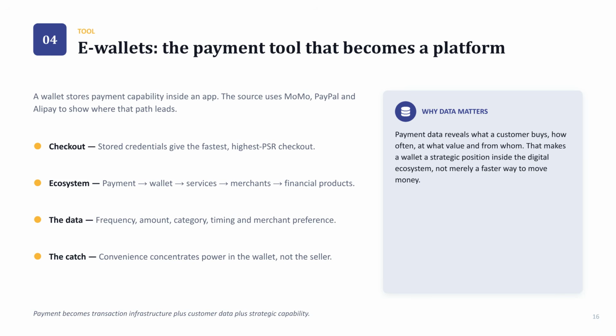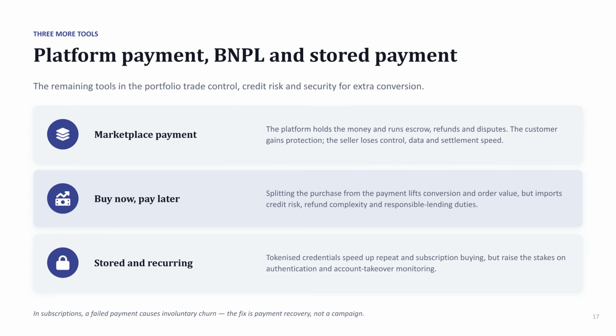goods. Next, e-wallets. These tools do more than just facilitate payments. They become platforms. By capturing data on frequency, value, and preferences, they position themselves strategically within the digital ecosystem, often at the expense of the merchant's customer relationship. Other vital tools include marketplace payments, buy now, pay later, and stored recurring payments. Each involves trade-offs between security, credit risk, and conversion. For subscriptions, remember that a failed payment leads to involuntary churn, which requires recovery, not a marketing campaign.